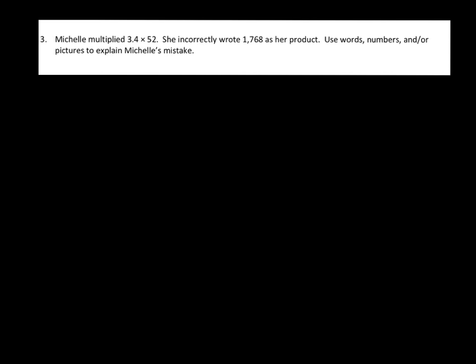Now let's look at problem 3. It says Michelle multiplied 3.4 or 34 tenths times 52. She incorrectly wrote 1,768 as her product, and product means that we're multiplying two numbers. Use words, numbers, and or pictures to explain Michelle's mistake. I'm pretty sure at this point you know what the mistake is from all the practice that you've gotten from the other problems. So I'm going to have you try this one on your own and then press play when you're ready to check your answer.